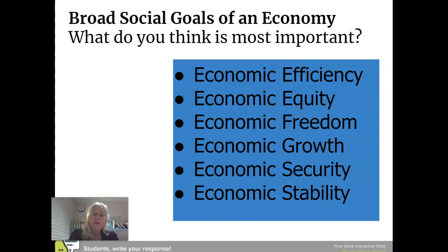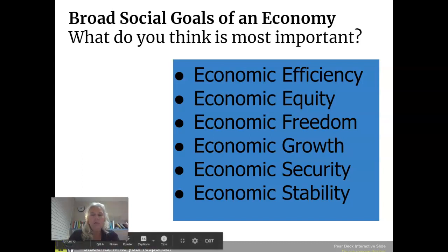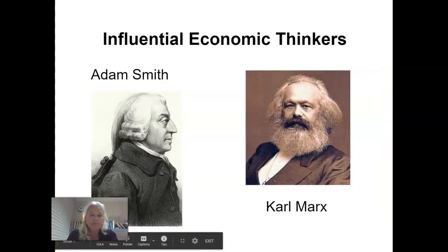Do we have economic freedom? In other words, is it important that we as a society are able to produce what we want to produce, with whom and how? Economic growth, do we want to continue seeing the economy grow? Do we want it to be secure, or do we want to take risks? And do we want it to be stable? So these are all social goals of an economy. And how economies work in particular countries around the world depends a little bit on what their ultimate goals are.